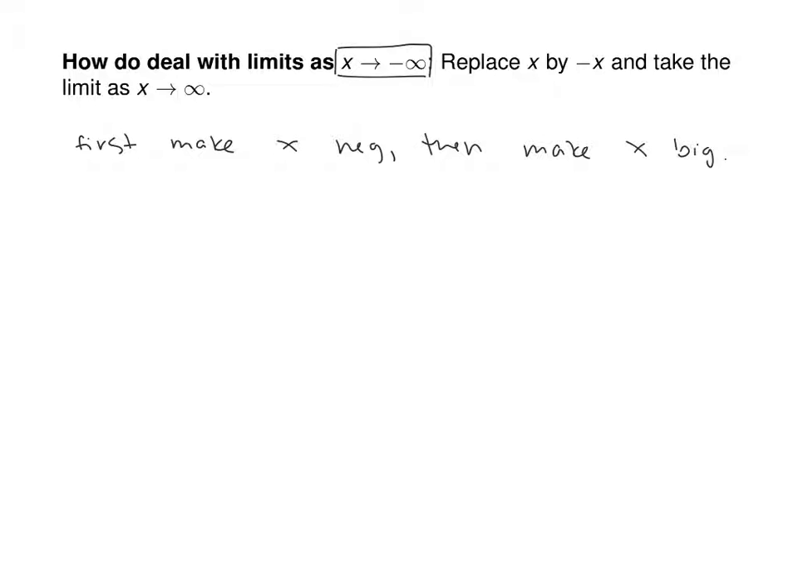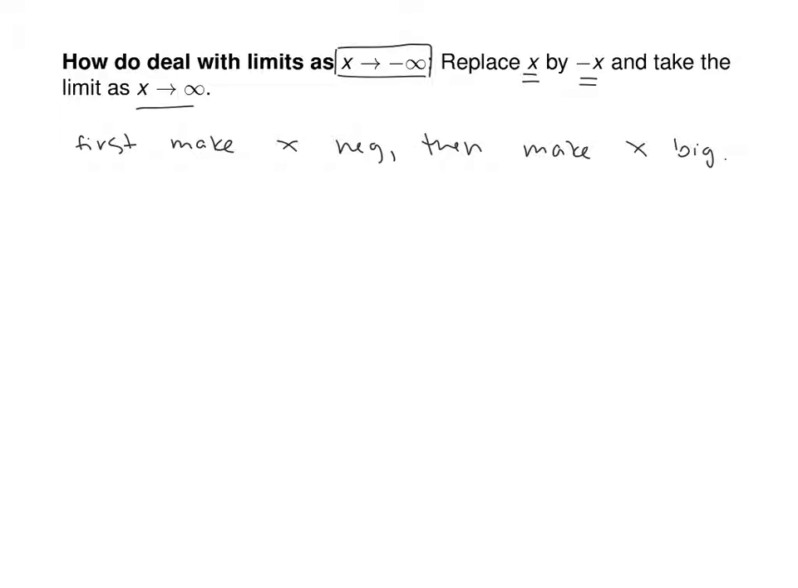If x is going to big negative numbers, you can first account for the negativity by making x negative, and then you can go to a big number. That's what I mean. So replace your x by negative x. That takes care of the negativing. And then you can take the limit as x goes to positive infinity. So you reduce it to something that you can actually understand.